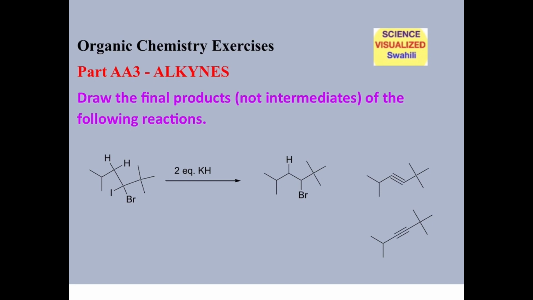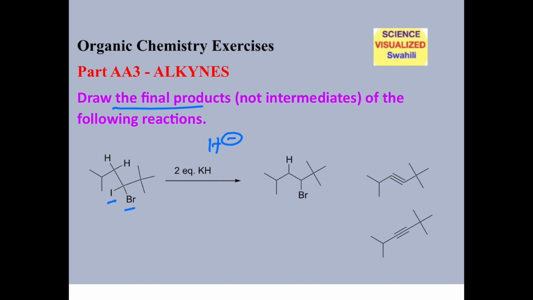Here we're having a question that asks us to draw the final product of the reaction where we are seeing alkyl dihalide reacting with a strong base, in this case potassium hydride, so that gives H-, and then we are asked to provide the product. Now notice that we are using two equivalents of the base, and that indicates a two-step process.